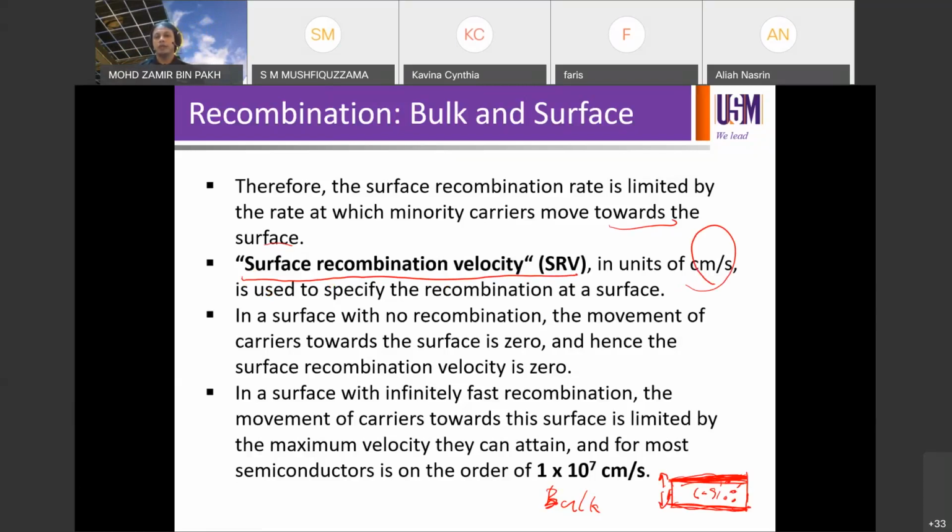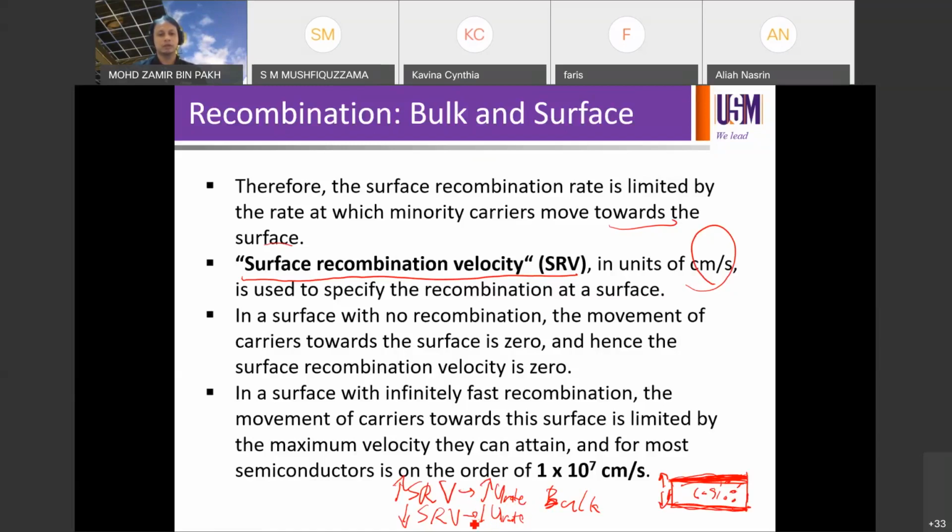So if you're talking about high SRV, we are talking about high recombination rate at the surface. I put it as U rate at the surface. If you talk about low SRV, on the other hand, then we are talking about low recombination rate at the surface.